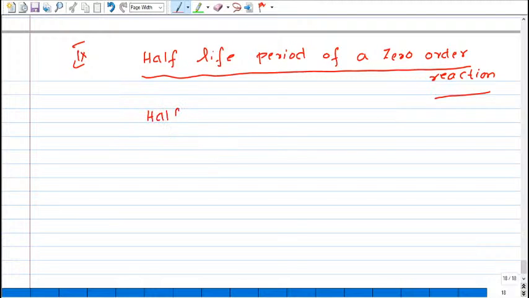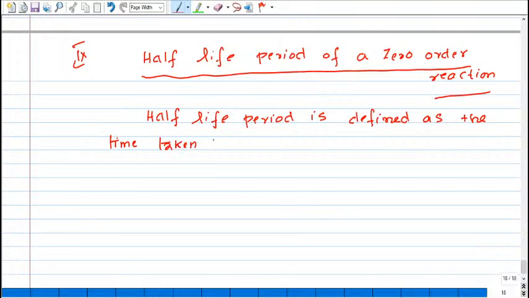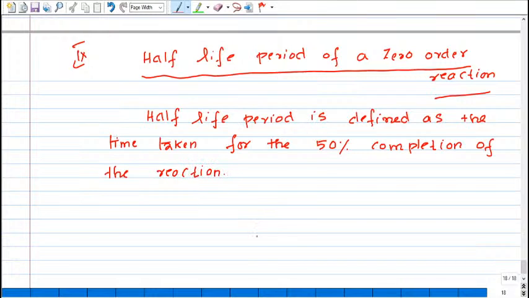You should know how to write the definition of this. Half-life period is nothing but the time. It is defined as the time taken for the 50% completion of the reaction, which is very important. Please note this down in your notebook.